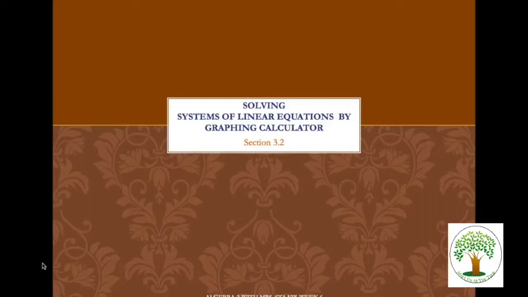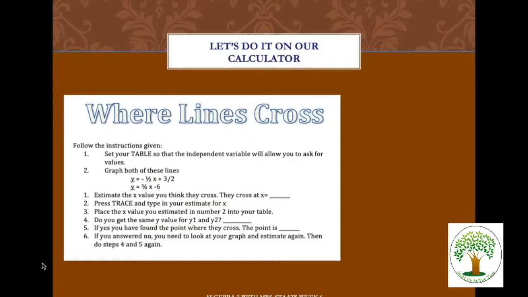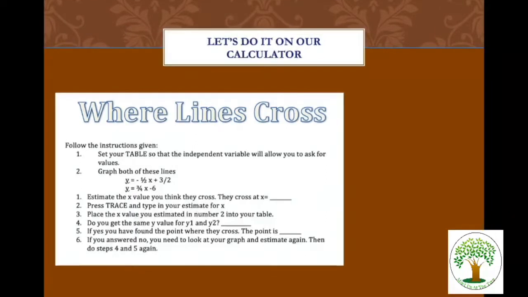All right, here we go. This is the top of that paper that I had. We're going to do this on your calculator, so I want you to get your calculator out and turn it on, please. And number one, we're going to do it together. I'm going to just read it and tell you what that means. Number one says, set your table so that the independent variable will allow you to ask for values. That means at the very top of your calculator, you have a table set. It's right above the window, okay? Right above window.